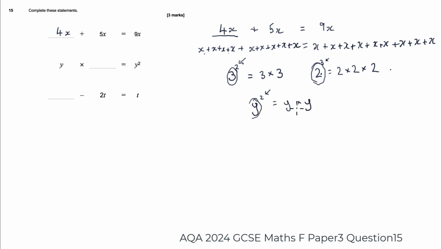So y squared is y times y. There's a y missing there.